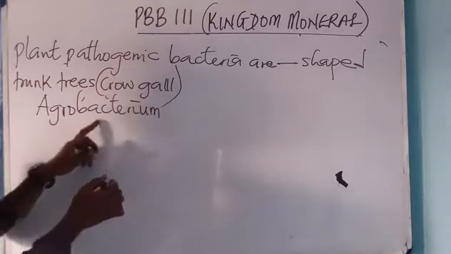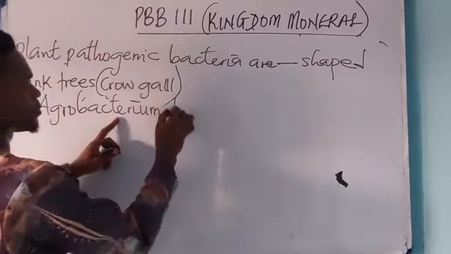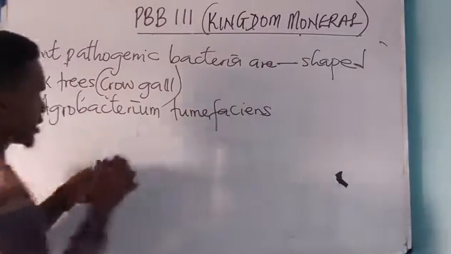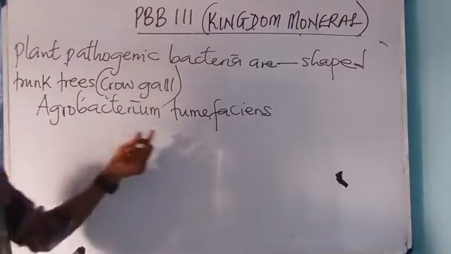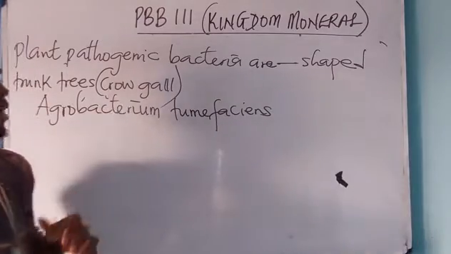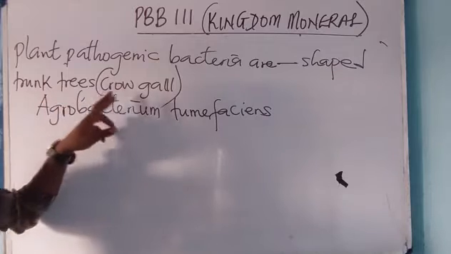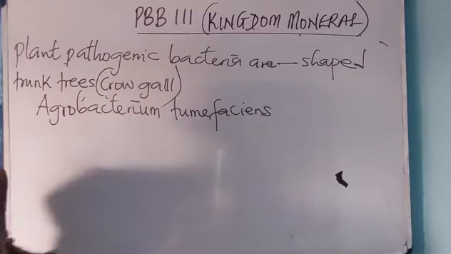It's called Agrobacterium tumefaciens. Agrobacterium tumefaciens are bacteria that are responsible for the massive growth on tree trunks called what? Crown gall. Take note of that.